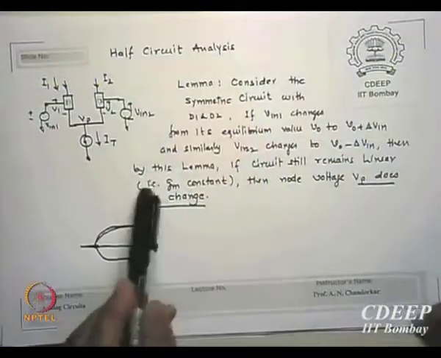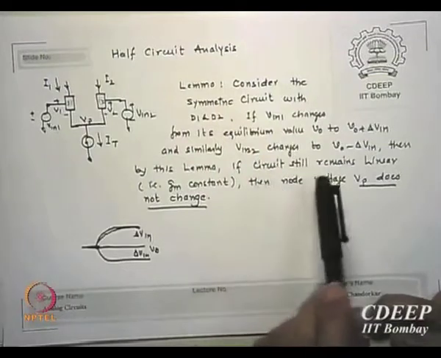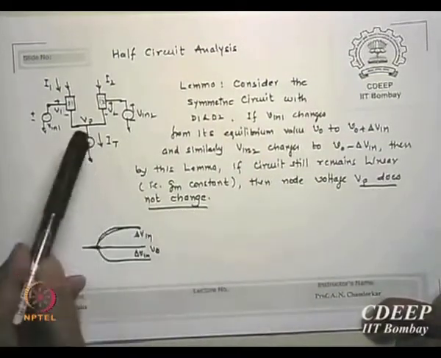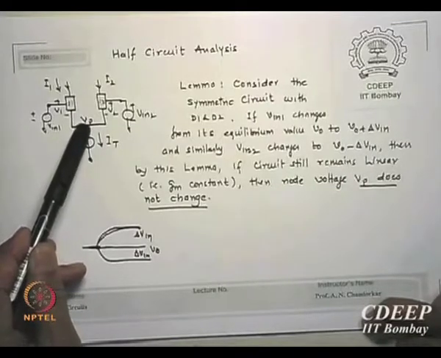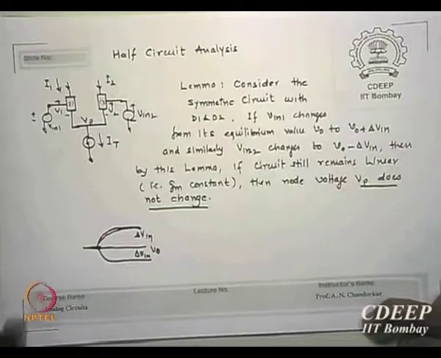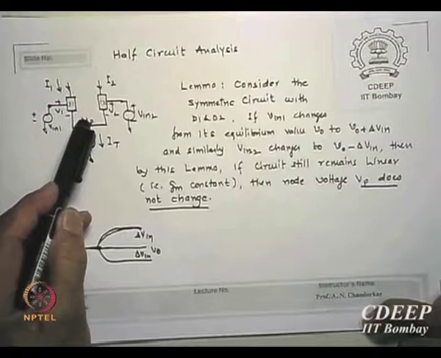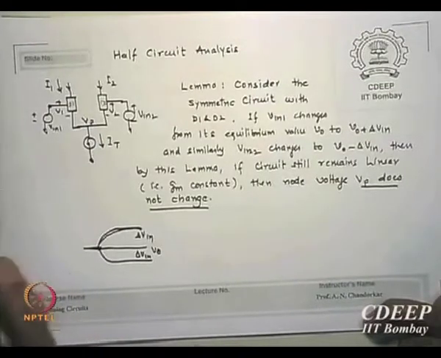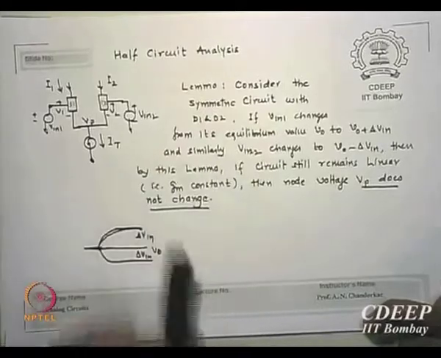Vin1 minus Vin2 is always constant. You increase it, decrease it, the difference will always get cancelled. Then this lemma says, if the circuit still remains linear, that is gm is constant, then the potential at this node point P does not change. Is that point clear? The potential at this node P remains Vp. We will solve this problem which you are asking.